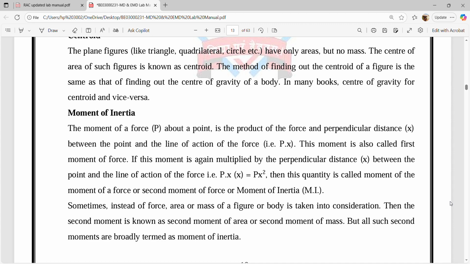Sometimes instead of force, area or mass of a figure or body is taken into consideration. Then the second moment is known as second moment of area or second moment of mass. But all such second moments are broadly termed as moment of inertia.